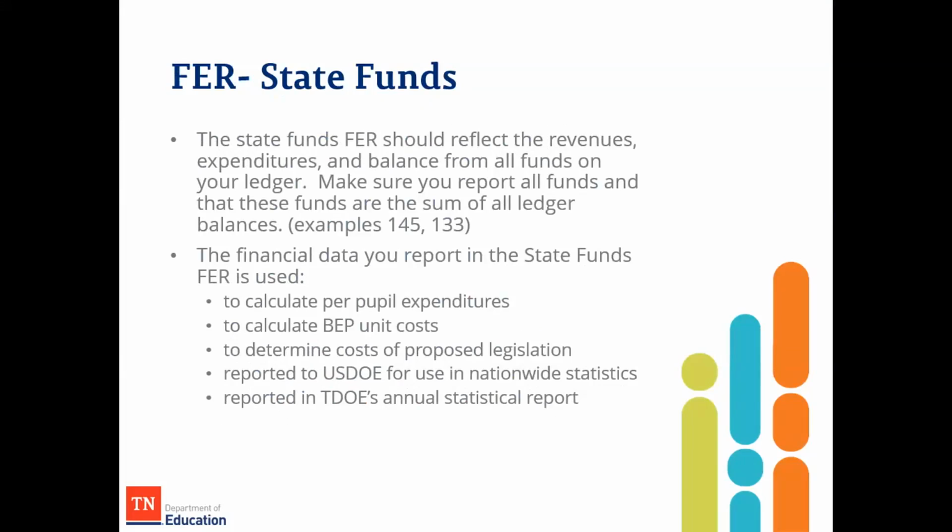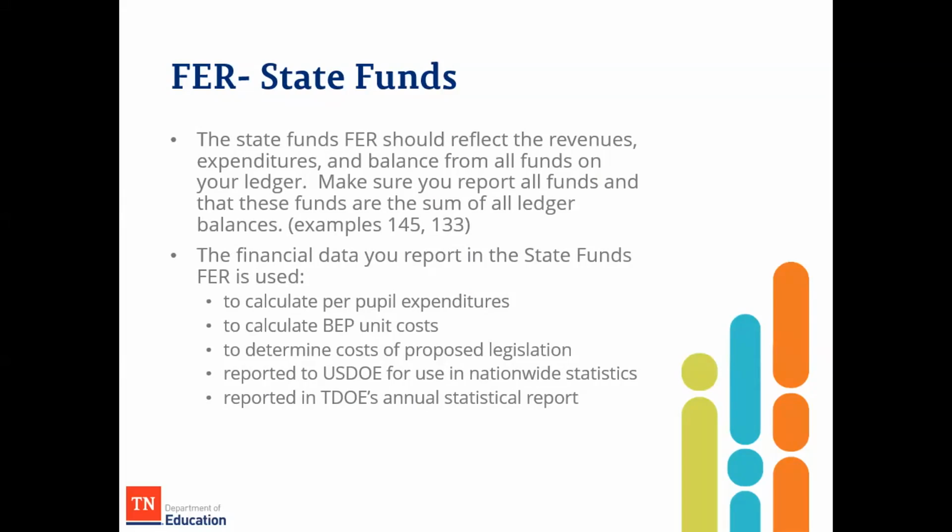The state funds FER should reflect revenues, expenditures, and balance from all funds on your general ledger. So make sure you report all funds and that these funds are the sum of all ledger balances. For example, some districts have a Fund 145 as well as the Fund 133. We all know that we have 141, 142, 143, but be sure that you're reporting all funds that the LEA uses, that every fund from your district is accounted for.